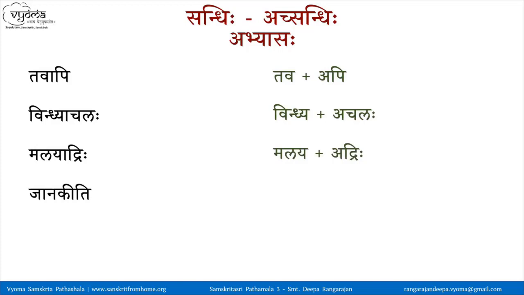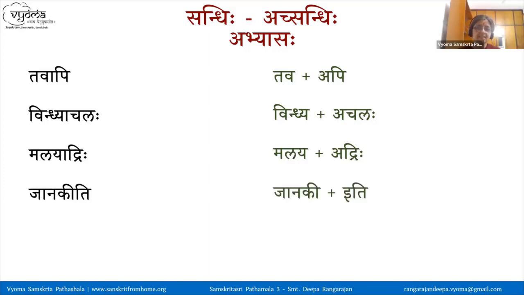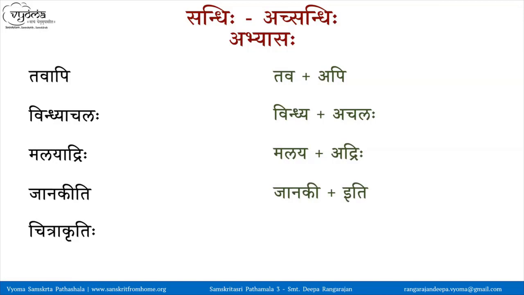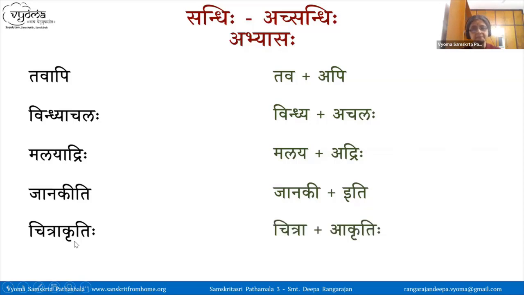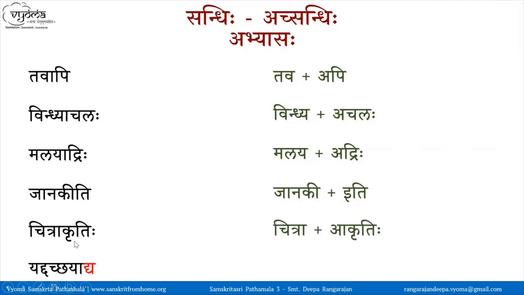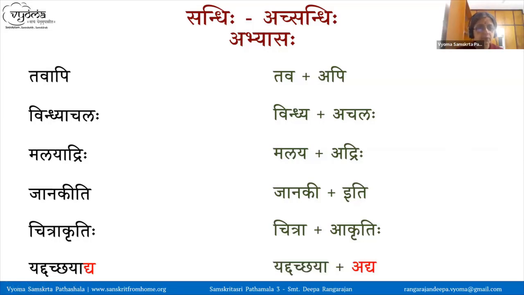Janaki iti. It cannot be Janaka iti. Janaki is the name. Iti. Chitra kritihi: Chitra Akritihi. Correct. Akritihi is a strilinga pada, so it has to be Chitra Akritihi. Yadrichaya Adya. I think in the textbook, the Adya part is missing. So you can supply that and then split it as Yadrichaya Adya.